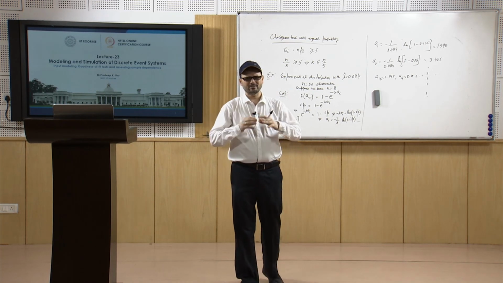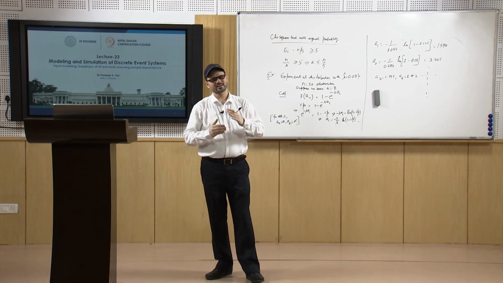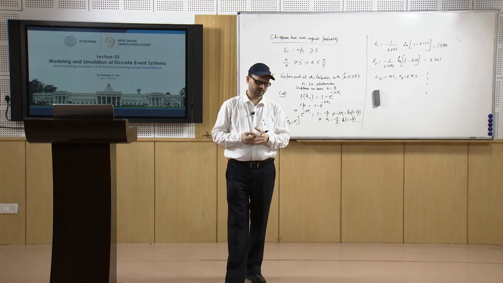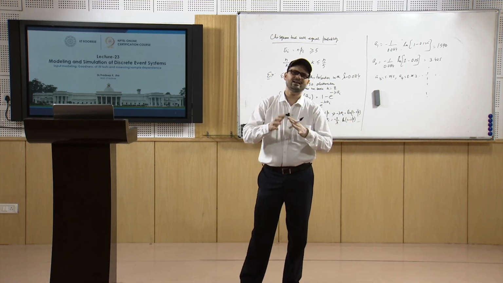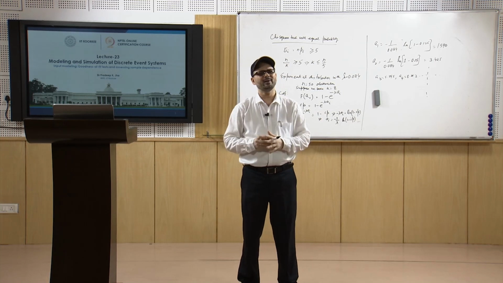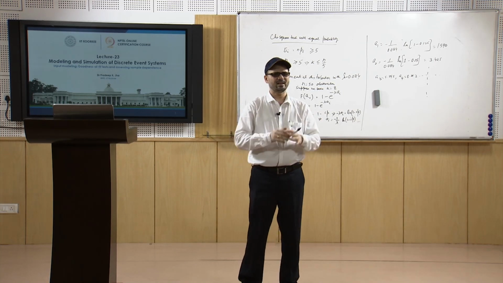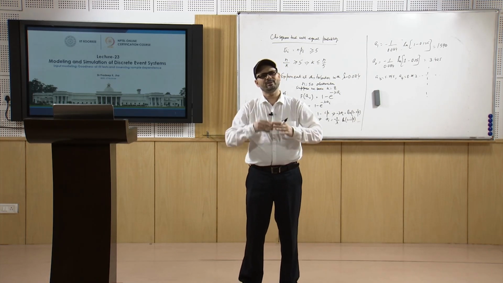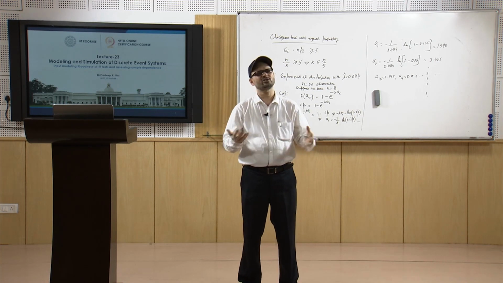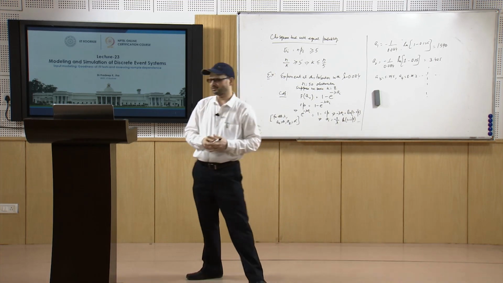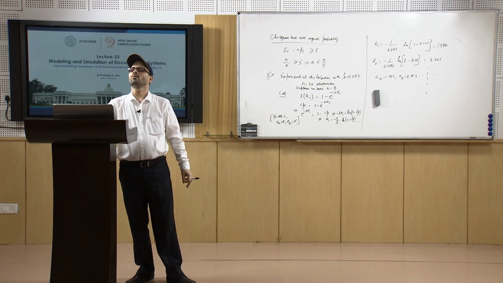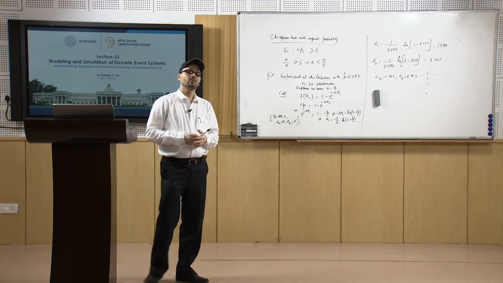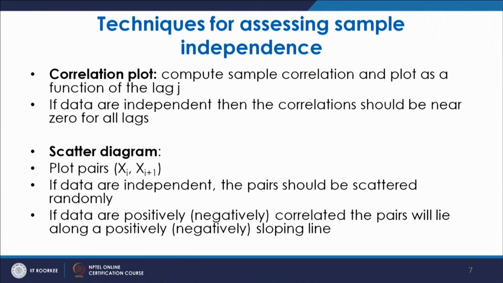For that you have plots, heuristic plots which tell us whether the data can be said to be independent, or whether they are dependent, correlated. You even have formal statistical tests like the run test. We will talk about some of the plots. One of them is the correlation plot.